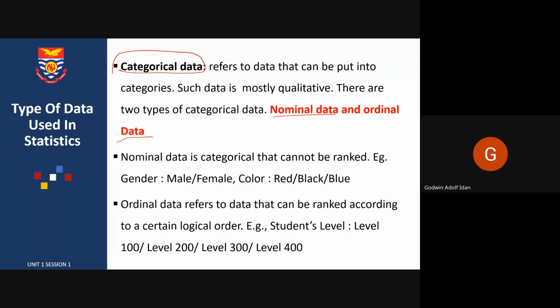So when you have a nominal data set like gender, male and female, they are in categories, so we can refer to them as categorical data. Again, when we have other data sets like our skin color or the color of our eyes, we can also have those respective categories, and so they are all categorical data. Now, ordinal data such as the student level, level 100, level 200, 300, and the rest can also be classified as categorical because they are only categorized into the respective level that these students have.